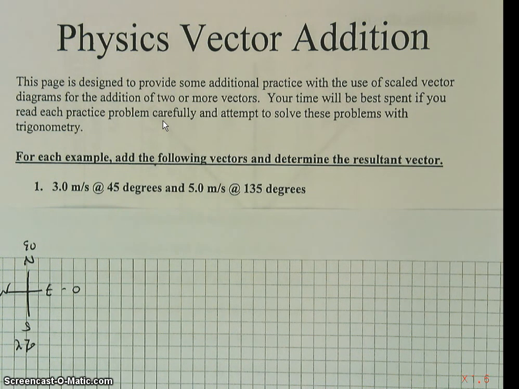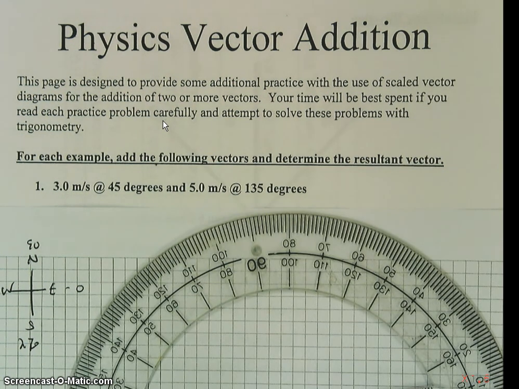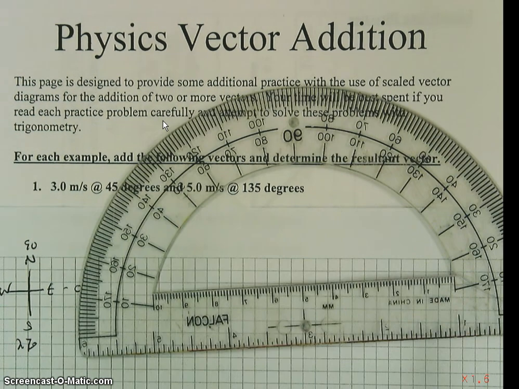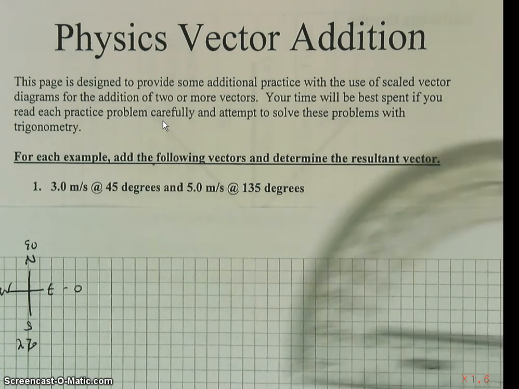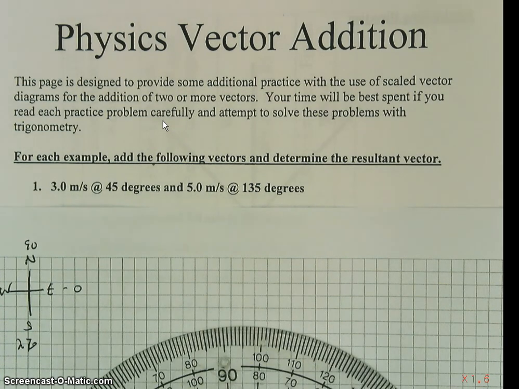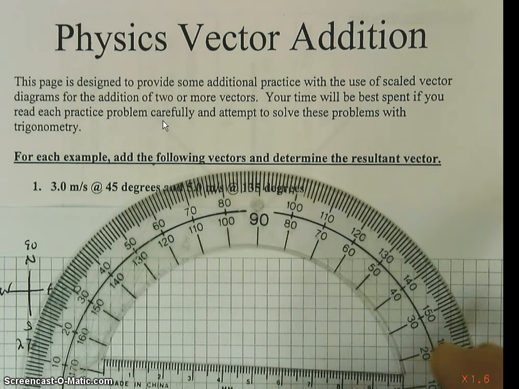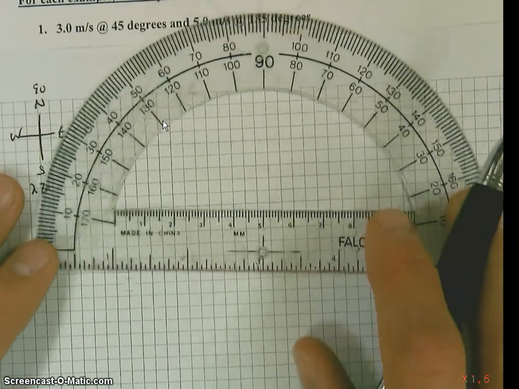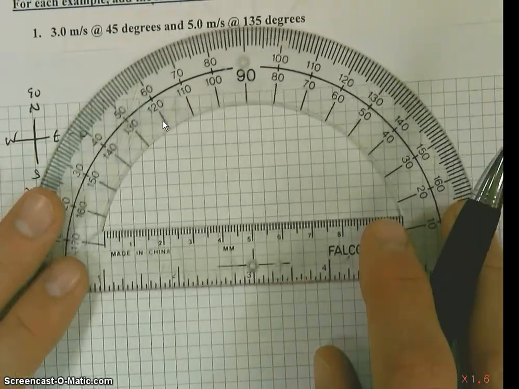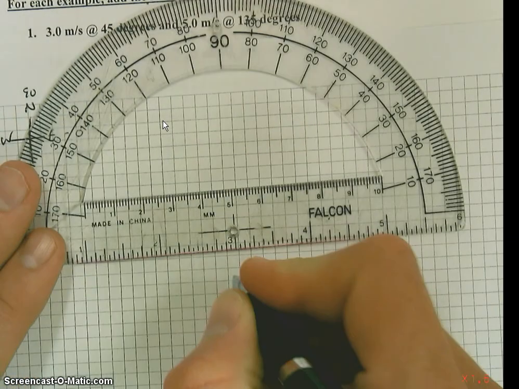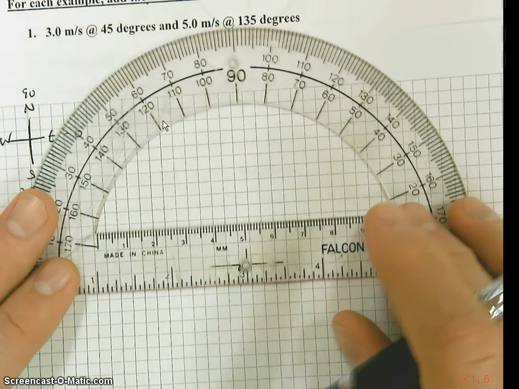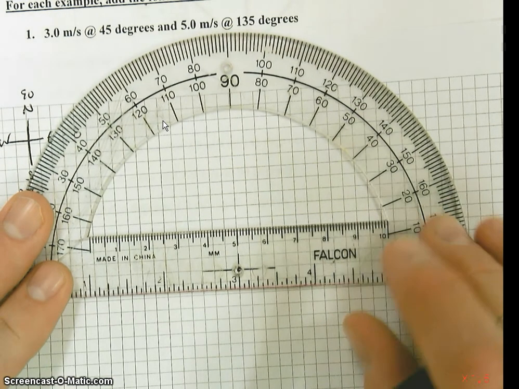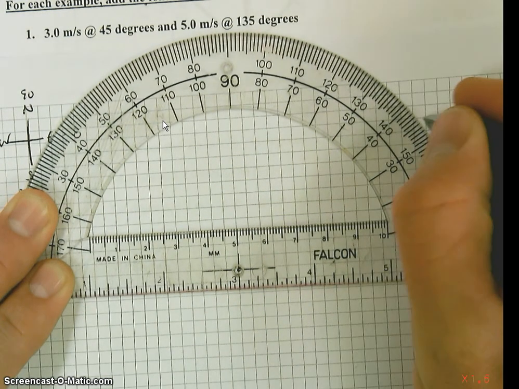Now I'm going to let 1 centimeter on my protractor represent a meter per second, and then obviously the angle will be represented by the angle we draw these at. So I'm going to give myself a good amount of room here, and first just mark my starting point. Right here is my starting point. So I can mark my protractor and say 45 degrees right up here.